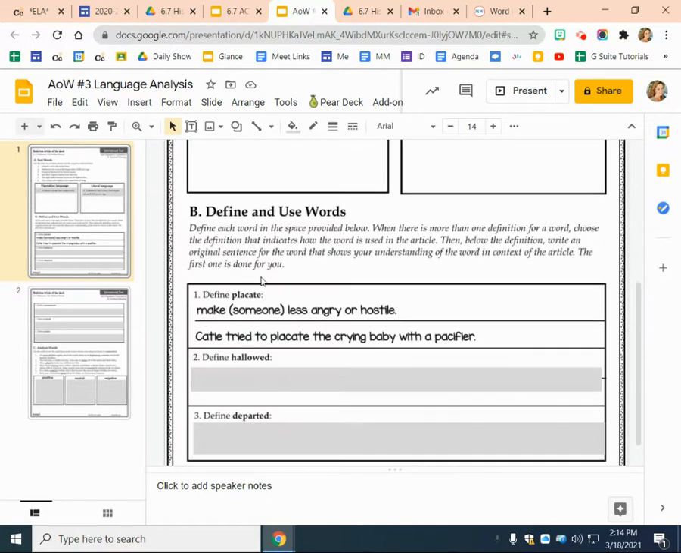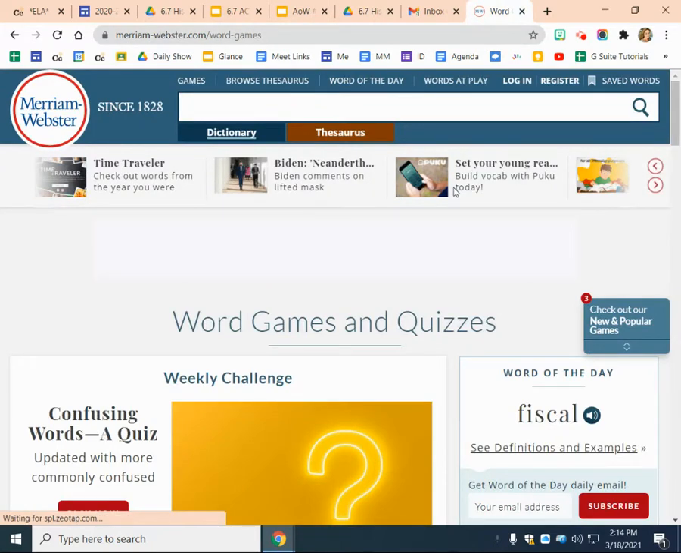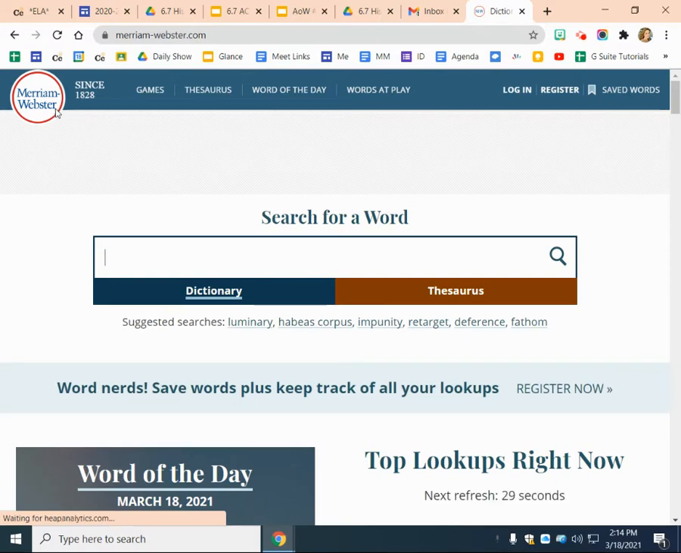All right, part B is where we're going to look up a word's definition, and then we're going to use the word in a sentence to demonstrate we understand exactly what that word means. So before I get into the actual assignment, I want you to pull up in another tab Merriam-Webster's online dictionary. Okay, I gave you the link in Google Classroom. You know, when I was your age and I had to look up words in the dictionary, I had to go to an actual book to find the word and what it means.